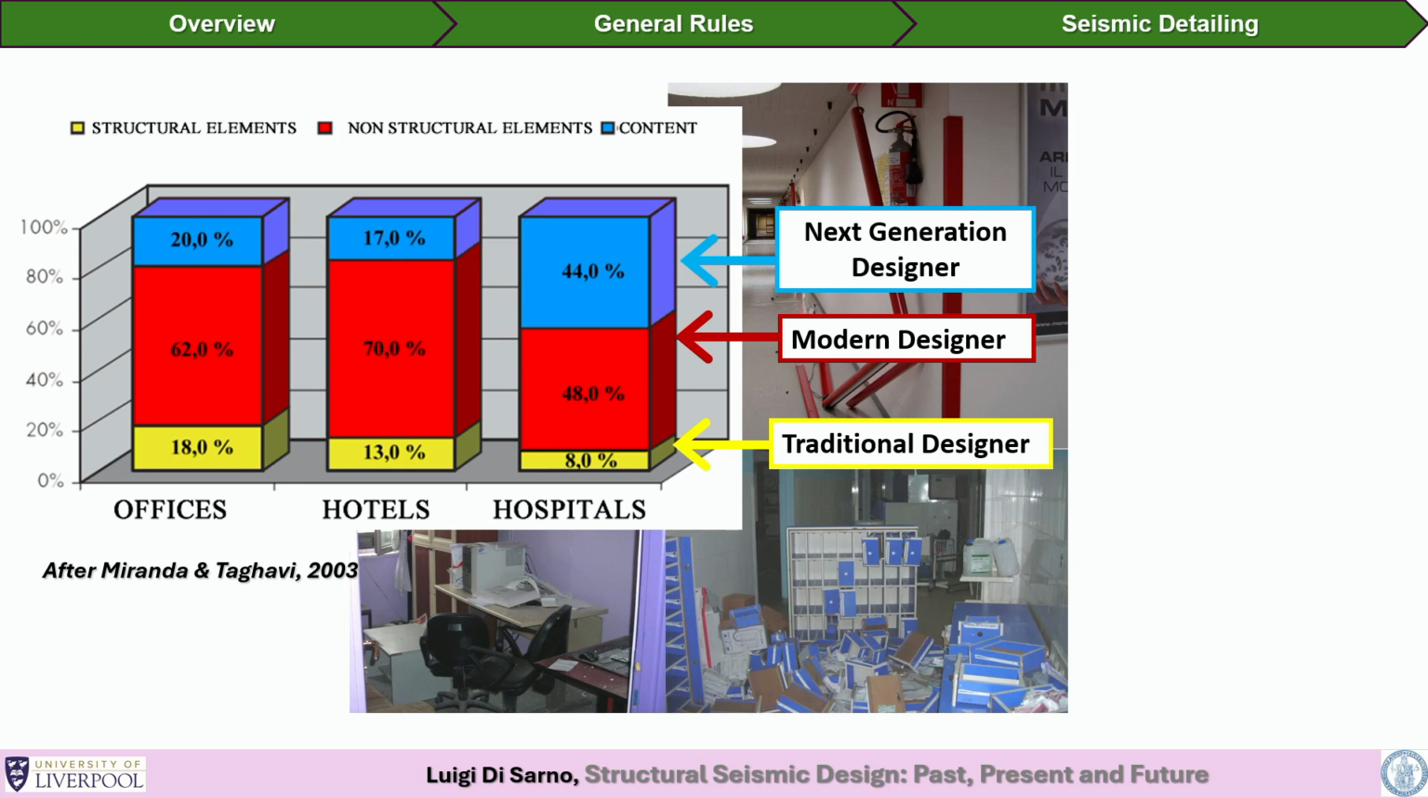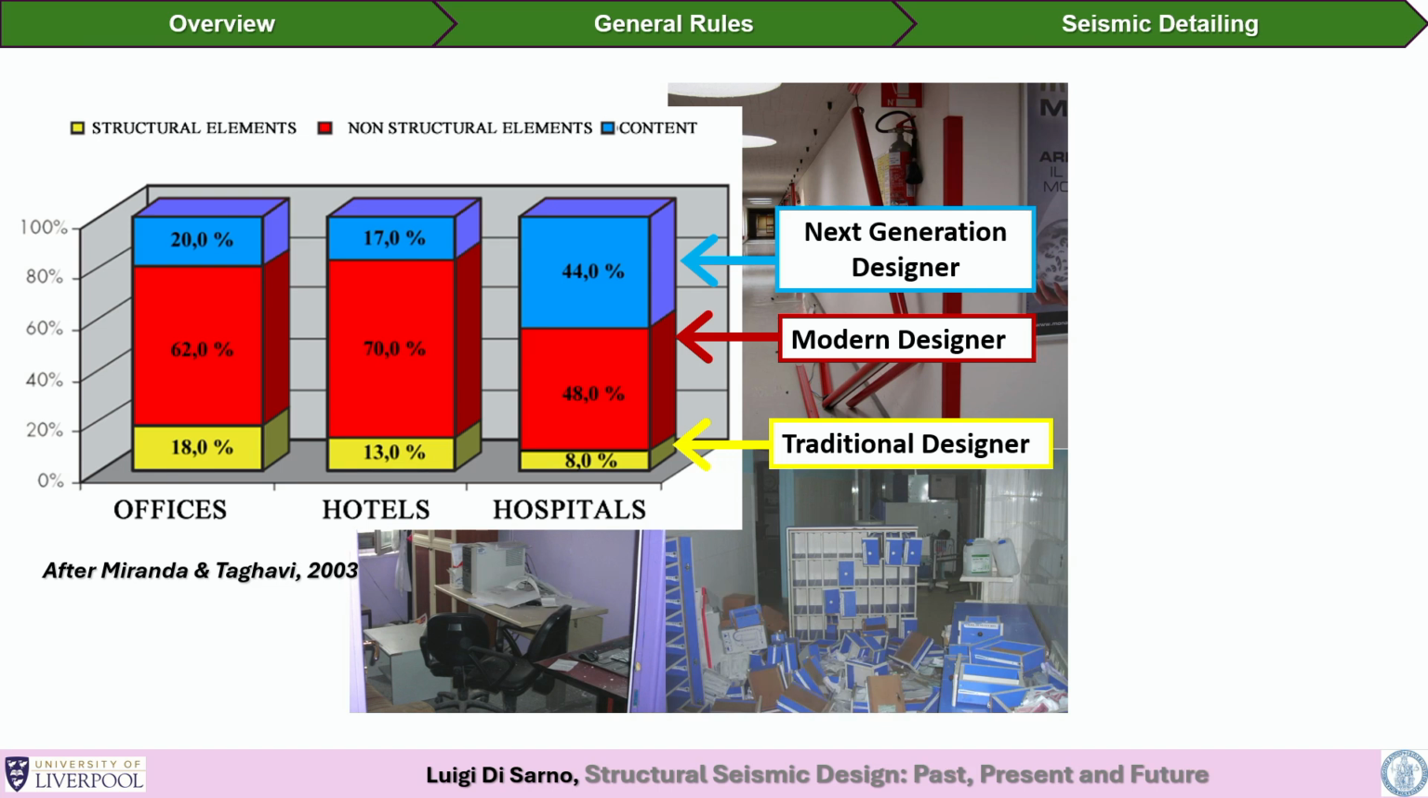And this next generation is implementing what is called a holistic approach. We can't disconnect structure from the services. Services are more important than structure. This is not my study. This was a study that was published in 2003 by Miranda, Stanford, with Taghavi, and they've shown the cost breakdown for different types of system.